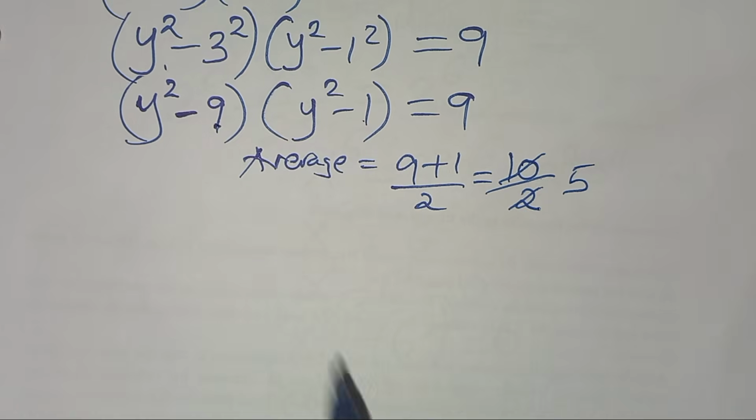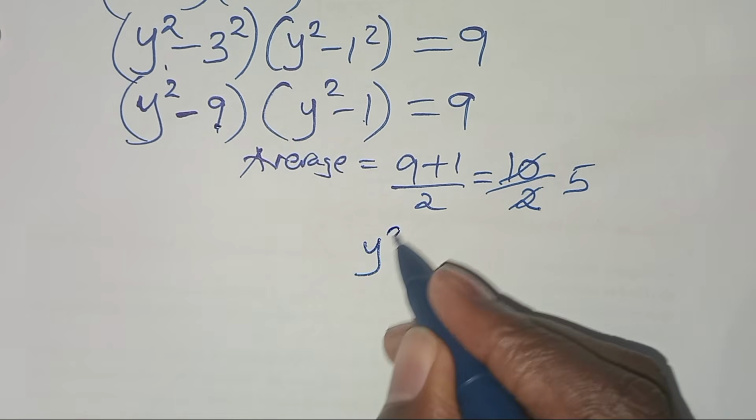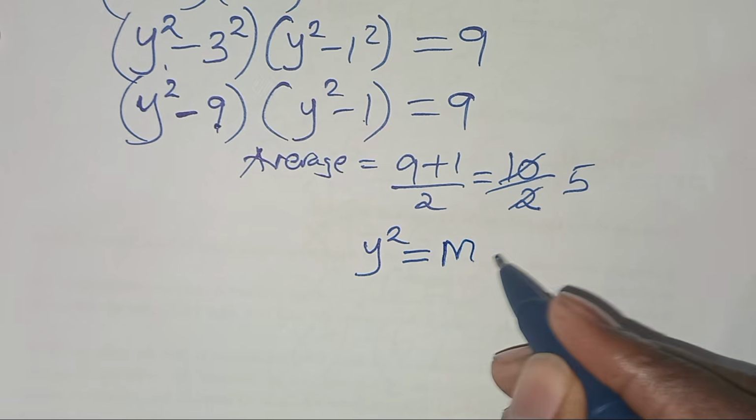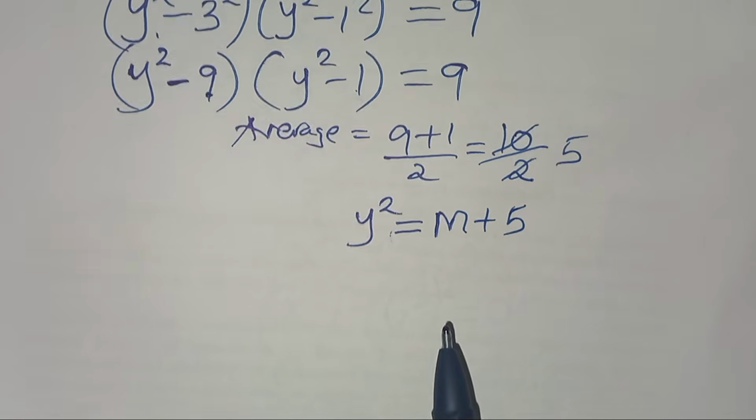Now introduce another variable, m, so that y squared can be expressed as m plus 5. So we introduce a variable m, and it's the same thing as m plus 5.